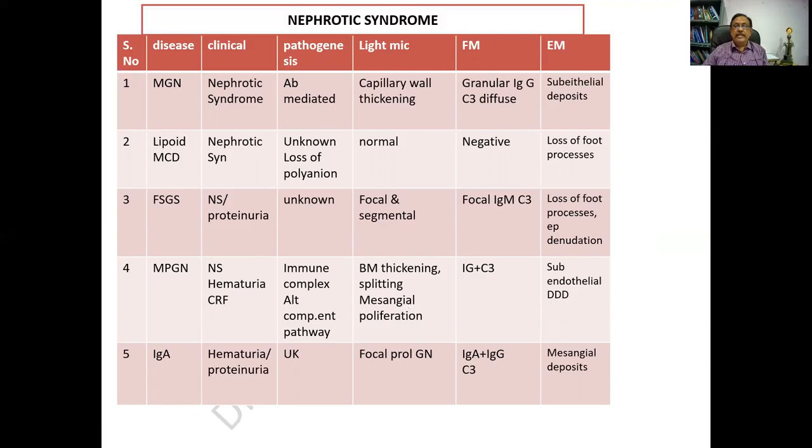A tram track appearance can be seen. And in electron microscope, there can be subendothelial or subepithelial or both can be seen. So this is the way you people should read. I would like you people to kindly revise. Lipoid nephrosis, for example, loss of the foot processes, both fluorescent microscope as well as light microscope are negative because nothing is seen. So kindly memorize this particular tabular column. It will be a summary of the entire nephrotic syndrome.